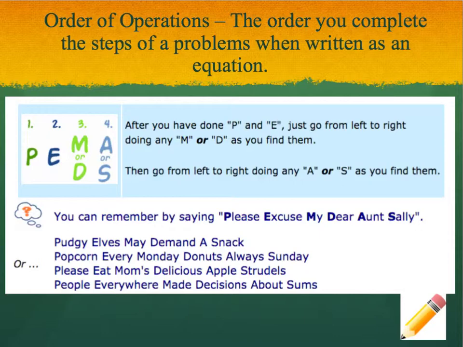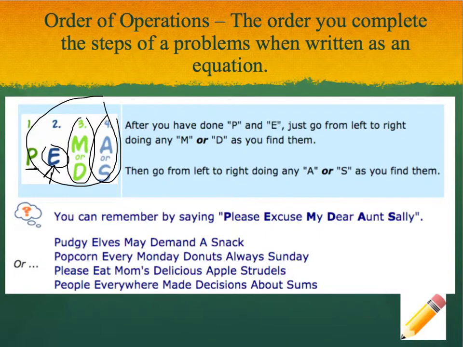So the order of operations means that you complete the steps of a problem, when written as an equation, in a certain order. If we're looking at our little key here, P is for parentheses, E is for exponents, and we're not really going to worry about that this year, but when you're in middle school, you'll get to learn about exponents. When you get to that point, always know that that would be your next step. Then we have multiplication or division, and addition or subtraction.